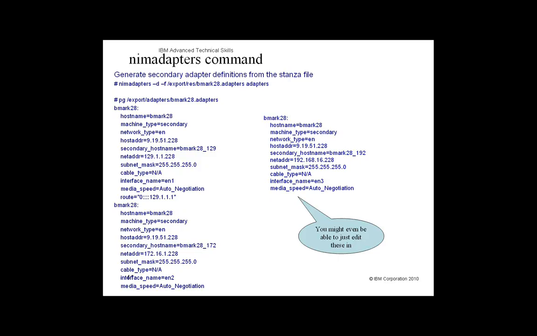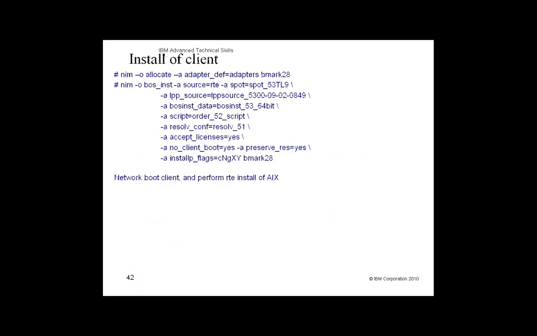What I got out there in export adapters bmar28.adapters was these secondary stanzas. You might be able to edit those again. I didn't try it. I allocated that resource to my client, and I did the RTE install, enabled the RTE install, and network booted the client, performed the RTE install.